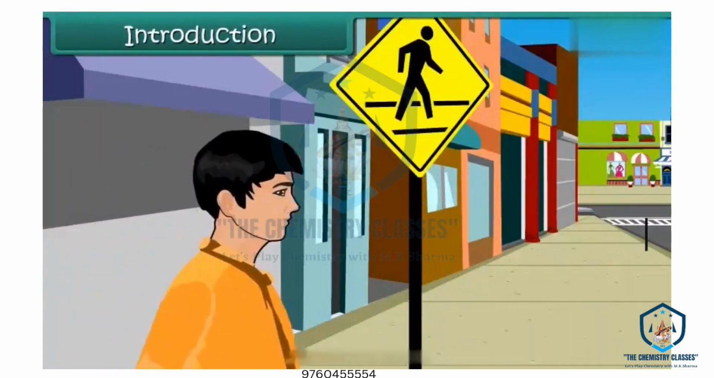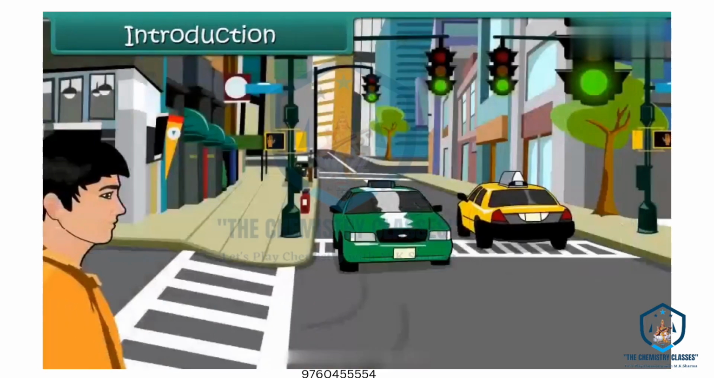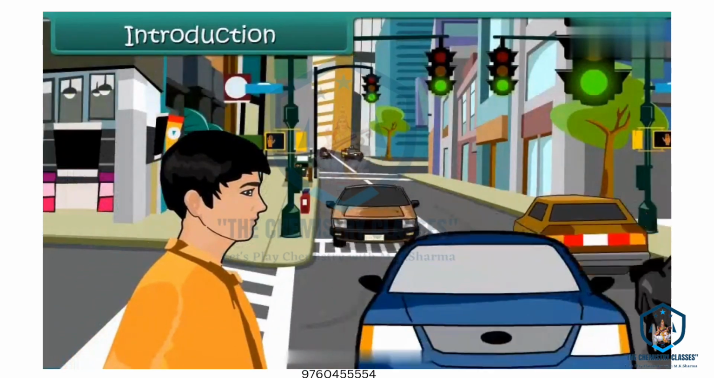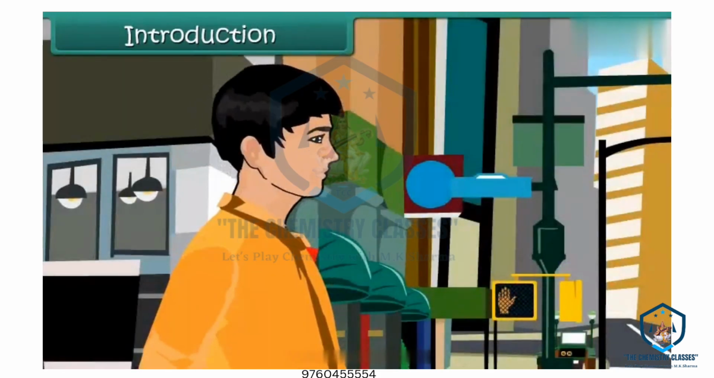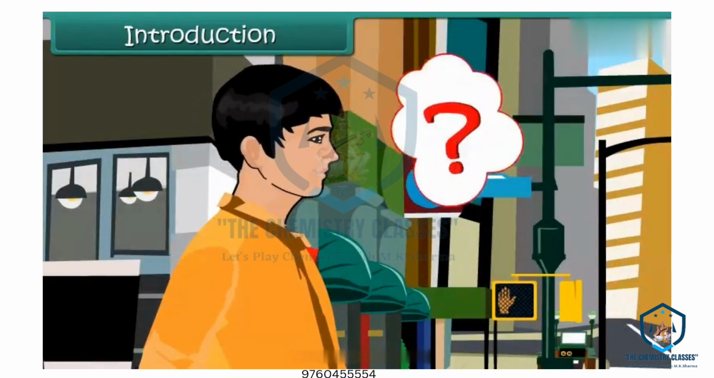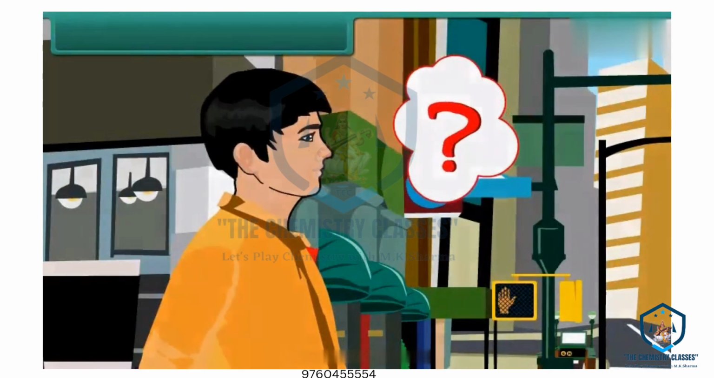You're walking on a road. The vehicles on the road are passing by. They release smoke while passing. You suddenly feel it is difficult to breathe. Why is it so? Let's know the reason behind this.